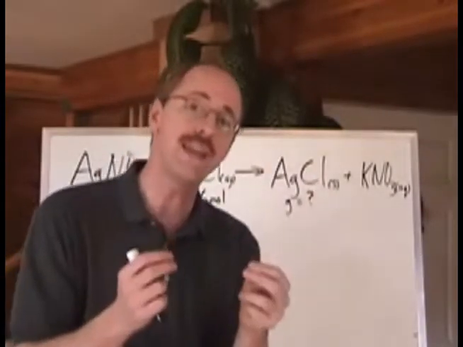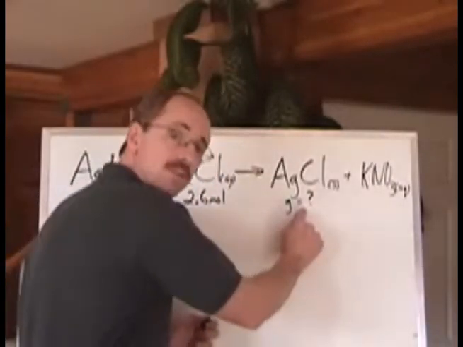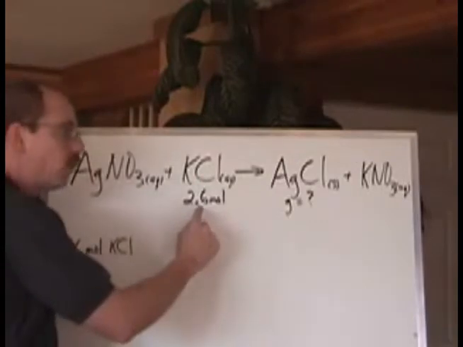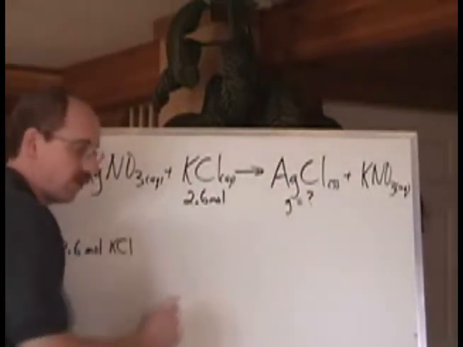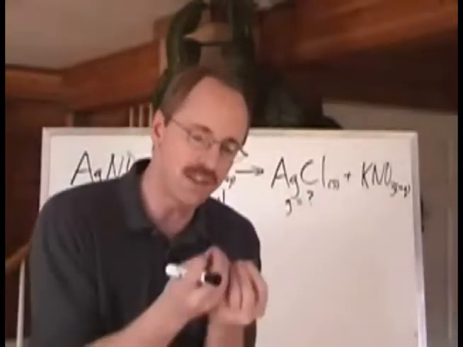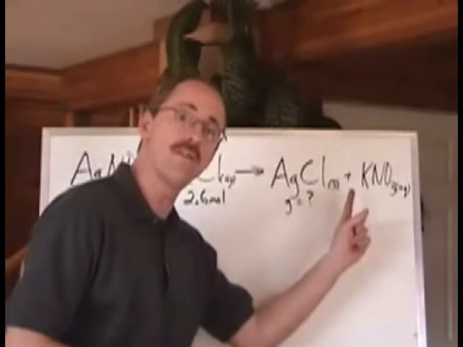It's a precipitate. The question said we want to find out how many grams of precipitate we can form if we have lots of this reacting with only 2.6 moles of this. So we call this the limiting reagent or reactant, the thing that we're limited by. That tells you how much you can actually form of a product.